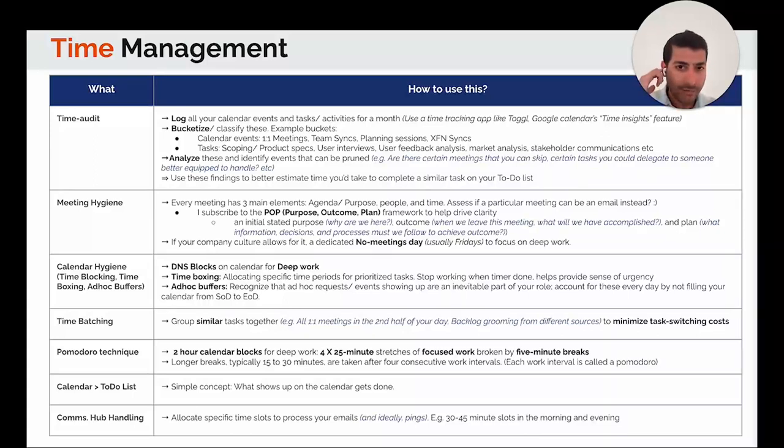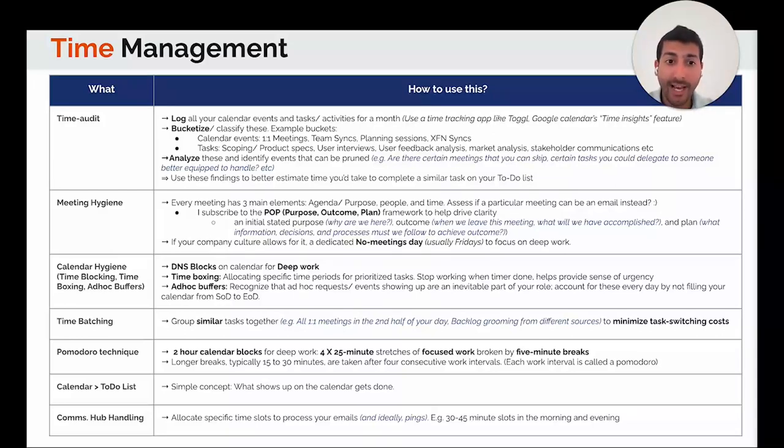But then there is a framework that I fall back on, and it's called the POP framework, where the idea is to ask a bunch of questions with respect to the purpose, the outcome that we want to drive, and the plan that might stem from the meeting discussion, right? And that helps drive clarity as to whether it's a good use of time or not. Another thing that you could do to have better meeting hygiene, if your company culture allows for it, is to have a dedicated no meetings day, right? And it's usually Fridays from what I've seen in some of the big tech companies. And you can use that no meeting day to just focus on deep work and get to tasks that you haven't been able to over the week, right?